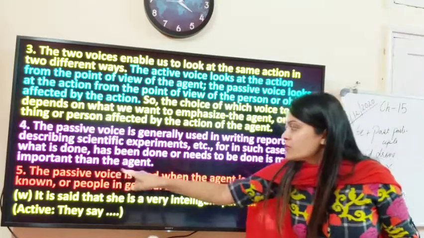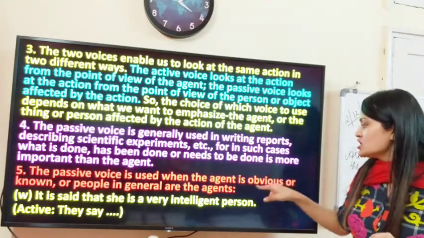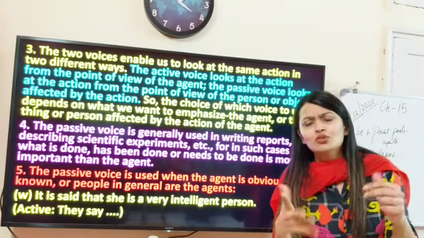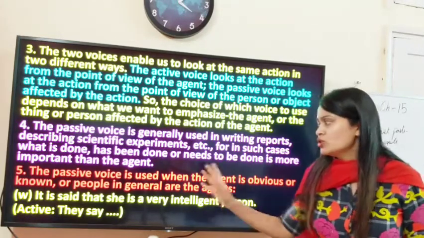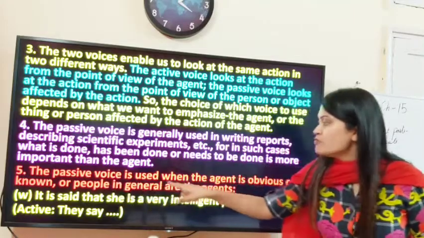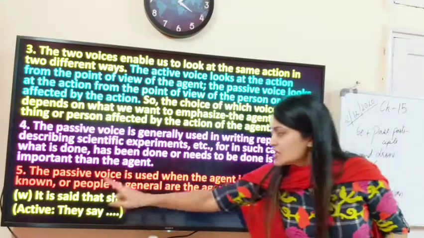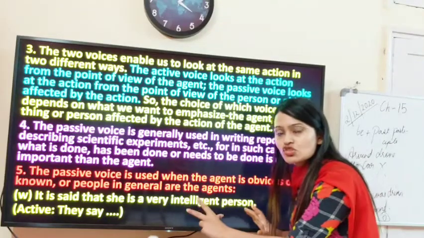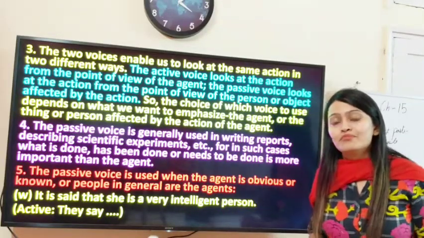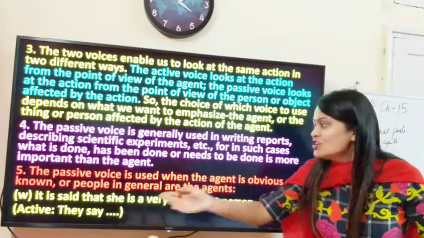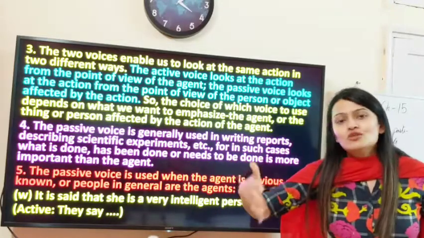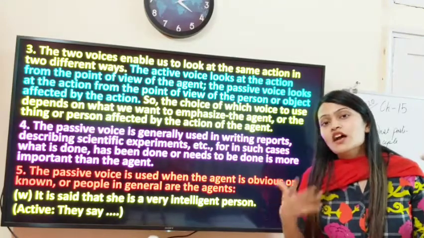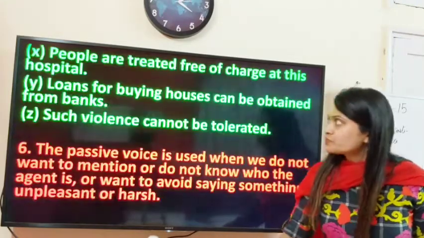Next point, the passive voice is used when the agent is obvious or known. We already know the agent. We don't need to get a clarification about that. The doer we already know, or people in general are the agents. It is said that she is a very intelligent person. In this case, children, who is the doer? People are saying, they are saying, right? So they say. So it is a very generalized subject, doer, and we don't need to mention it.